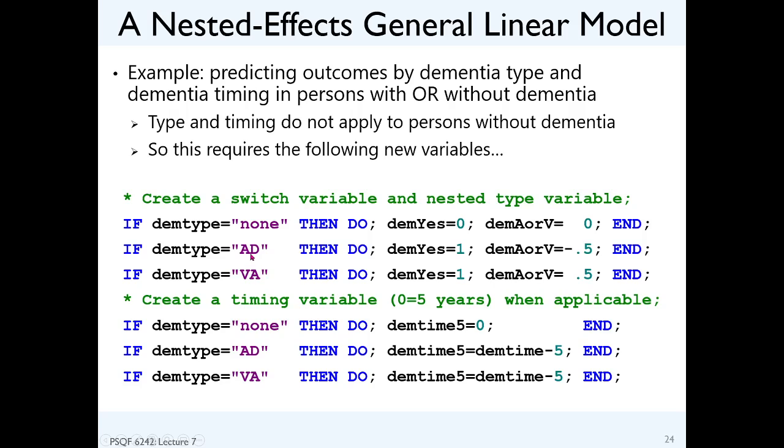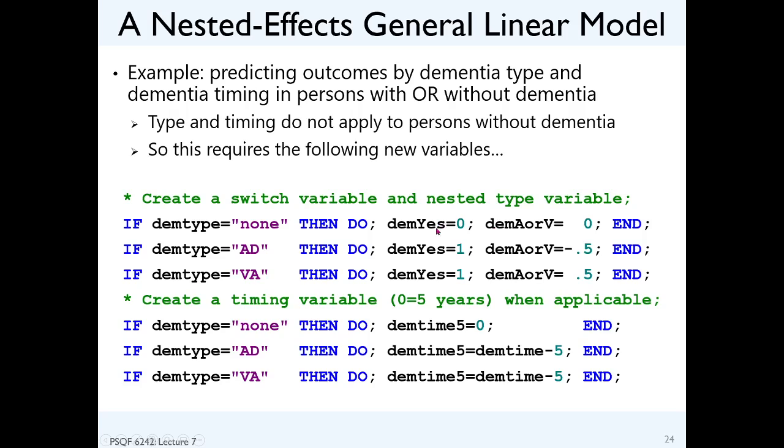And I'm going to recode that information into 2 different variables. So I'm going to have a dementia variable that is called dem yes, that is a 0 for the none group, and a 1 if they're in either type.